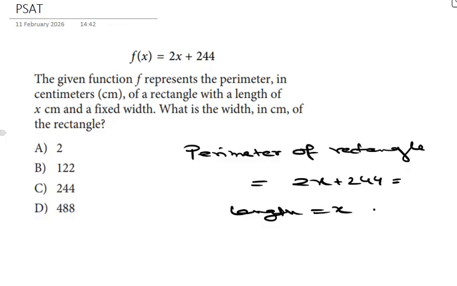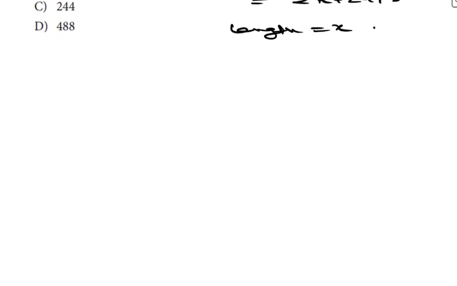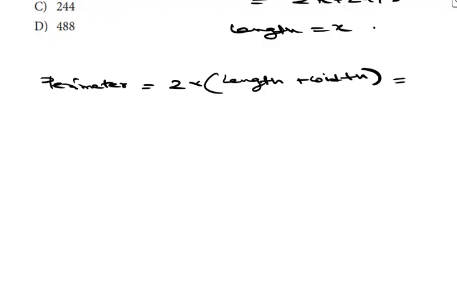Now we know that the formula for the perimeter of a rectangle is perimeter is equal to 2 into (length plus width). Okay, so we can write it as perimeter is equal to 2L plus 2W. Okay, now we substitute length is equal to x and width is equal to W. So perimeter P is equal to 2x plus 2W.